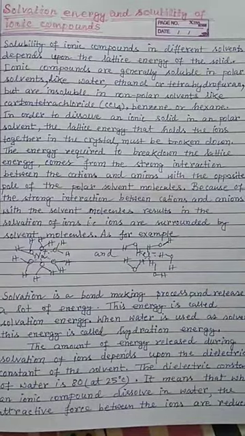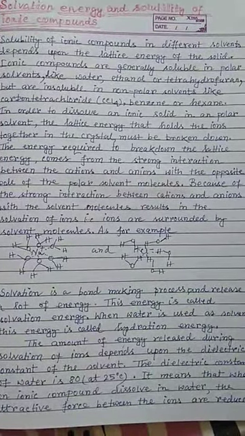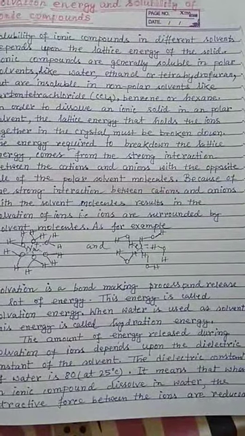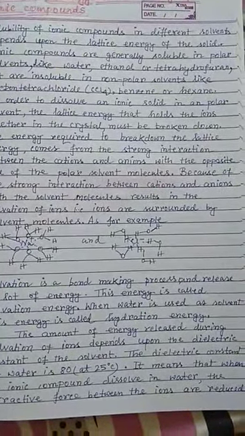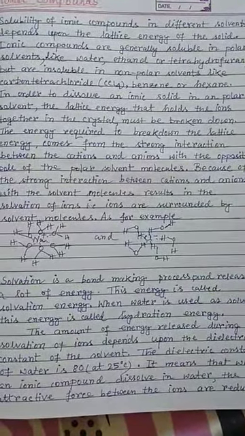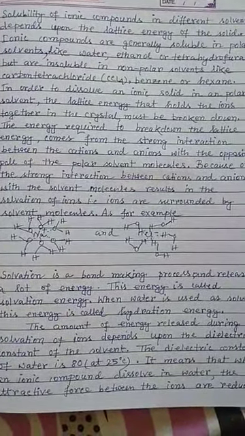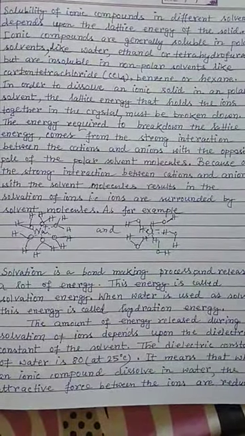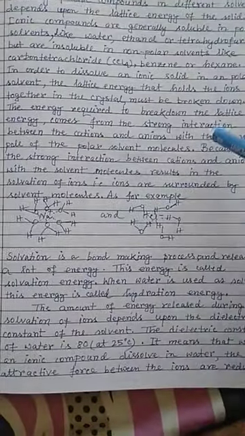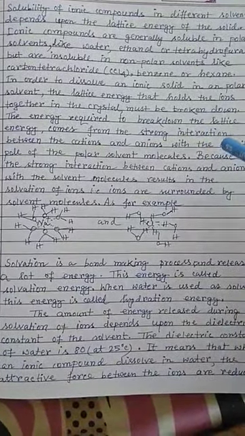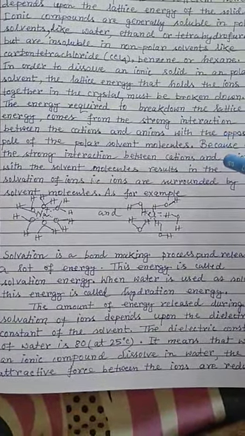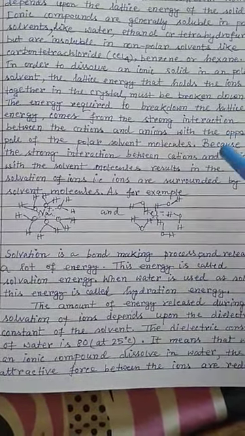That means if you would like to dissolve an ionic compound, the solvation energy must be overcome, I mean the solvation energy must be greater than the lattice energy, or the solvation energy must overcome the amount of lattice energy. Okay, the energy required to break down the lattice energy comes from the strong interaction between the cations and anions with the oppositely charged pole of the polar solvent molecule.